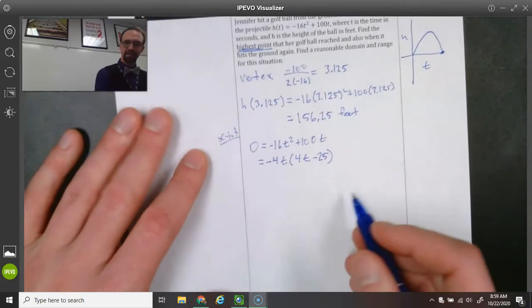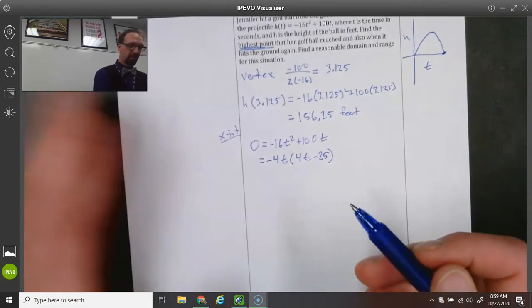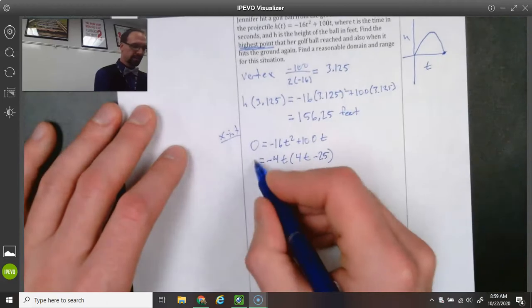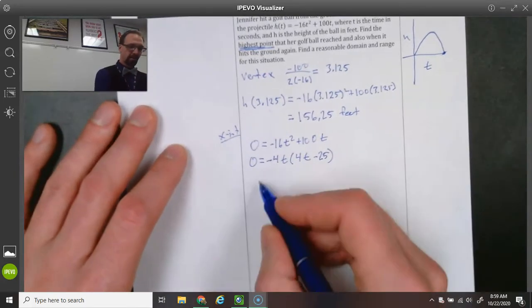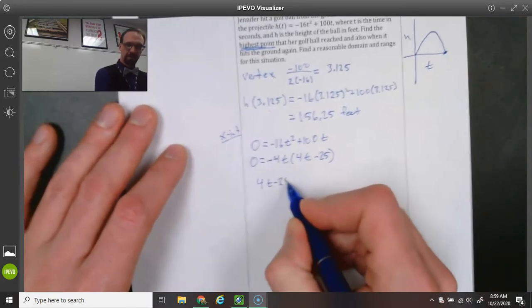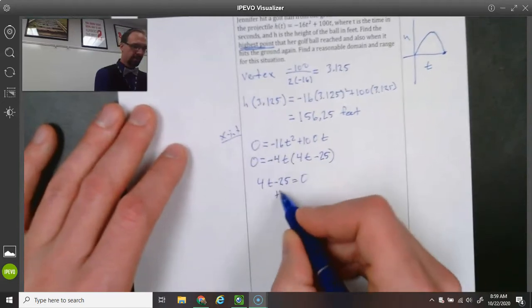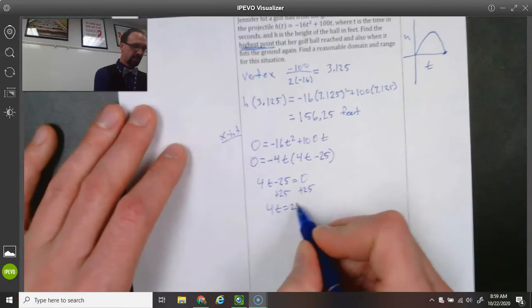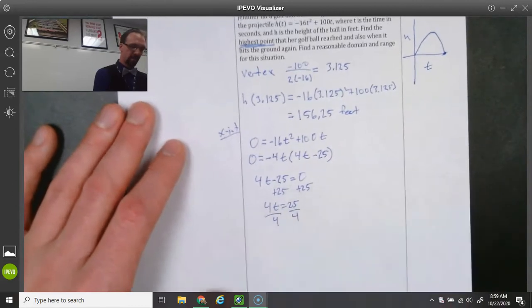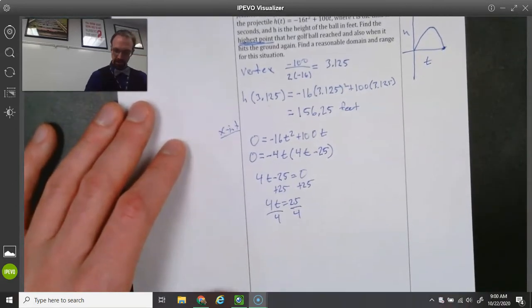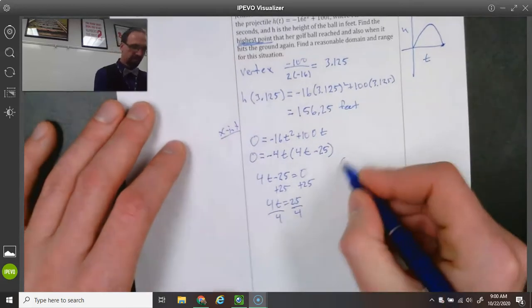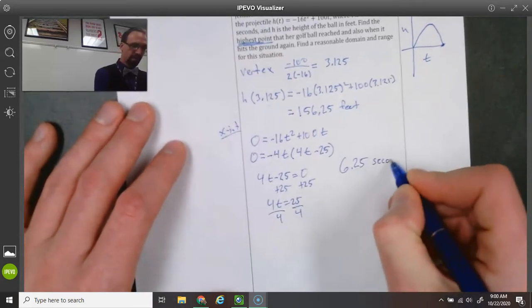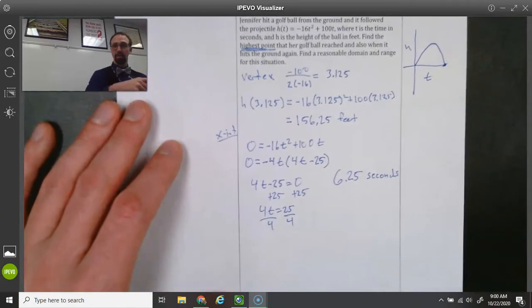So then we set each of these equal to 0 and then solve. If I set negative 4t equal to 0 and solve, that just gives me the 0. So that's the one I don't care about. What I do care about is the other one: 4t minus 25 equals 0. Add 25. 4t equals 25. Divide by 4. So 25 fourths is also 6.25 seconds. So 6.25 seconds is how long the ball is in the air.